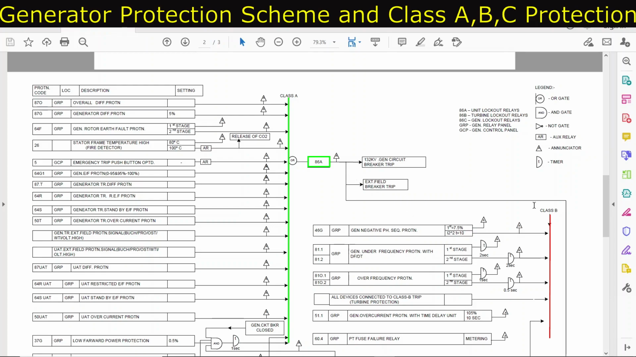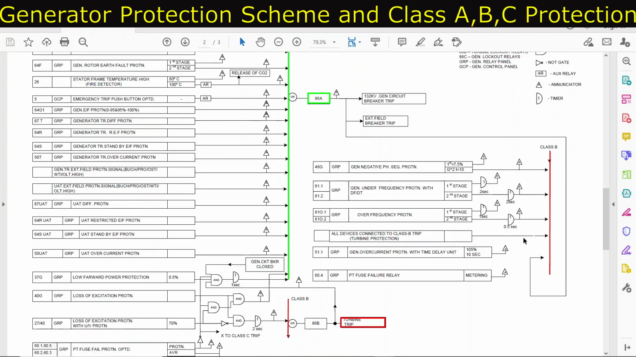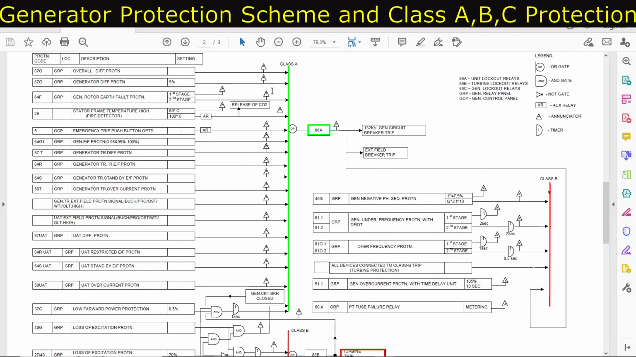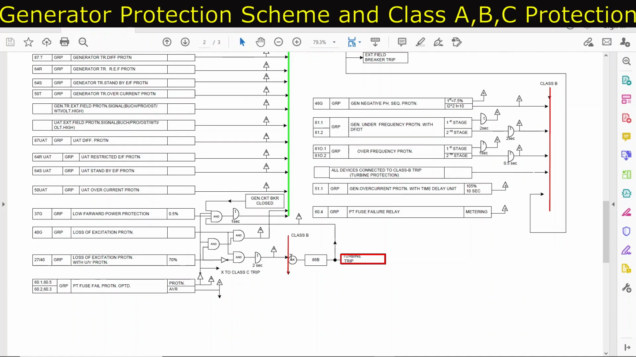And further it goes to the class B side. If a class A trip occurs, then class B also trips. What happens in class B? You can see in class B there's a turbine trip. So after the generator trips, it will also trip the turbine. So that is the scheme. So you have seen here what the protections are and what nomenclature you will get here, like 37G. Now the second class is class B.